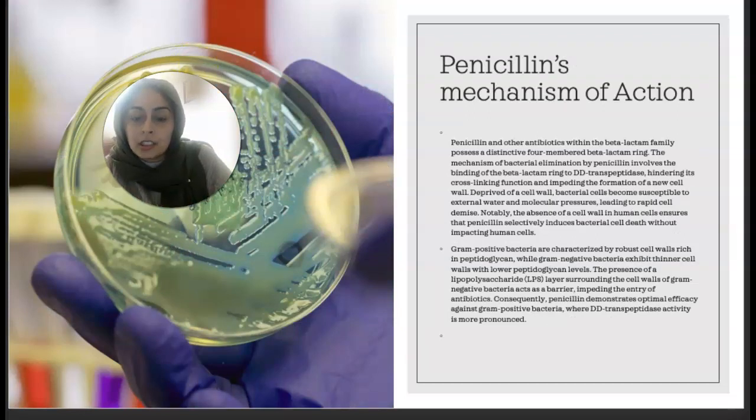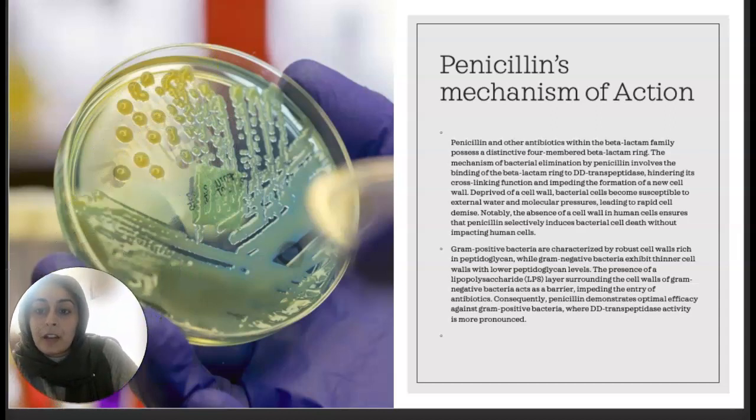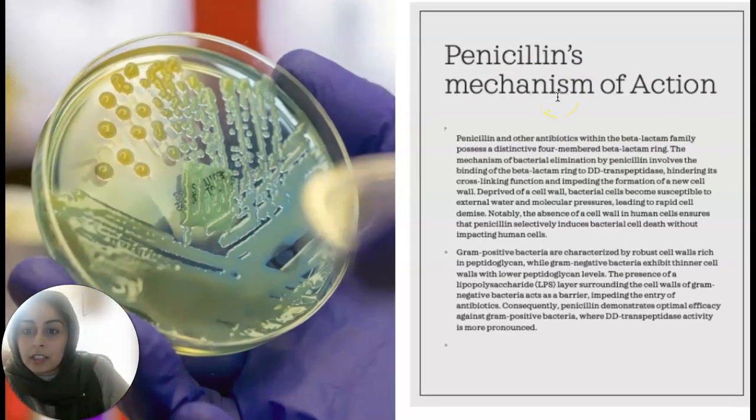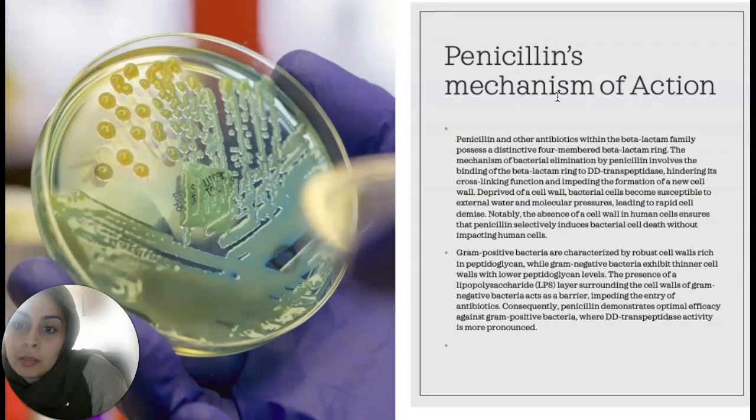Penicillin's mechanism of action is that penicillin and other antibiotics in the beta-lactam family possess a distinctive four-membered beta-lactam ring. The mechanism of bacterial elimination by penicillin involves the binding of the beta-lactam ring to DD-transpeptidase, which hinders its cross-linking function and limits the formation of a new cell wall.